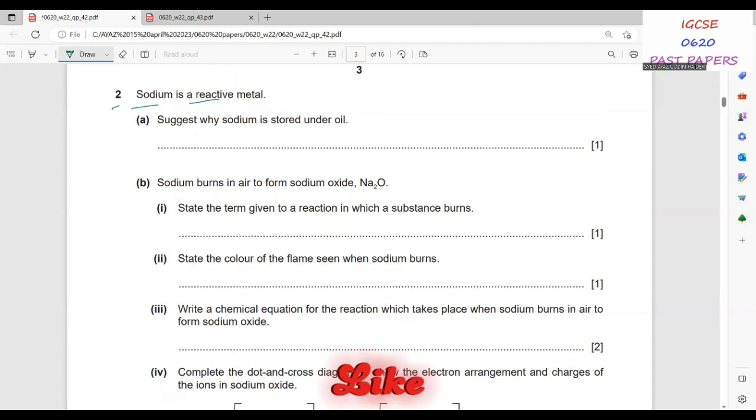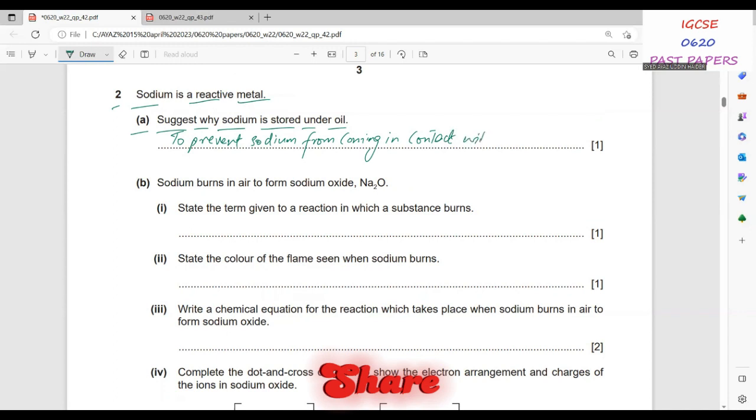Number 2, sodium is a reactive metal. A. Suggest why sodium is stored under oil, so that the sodium will not come in contact with air, oxygen, and or water. To prevent sodium from coming in contact with air or oxygen or water.